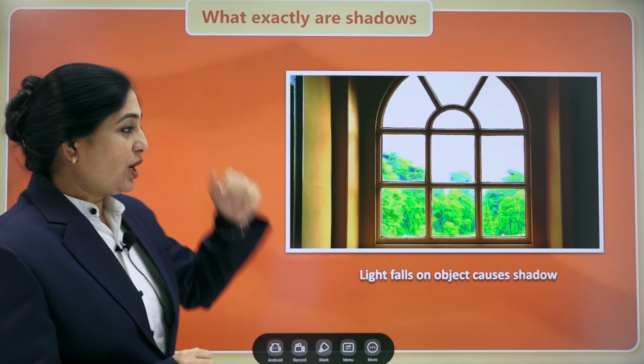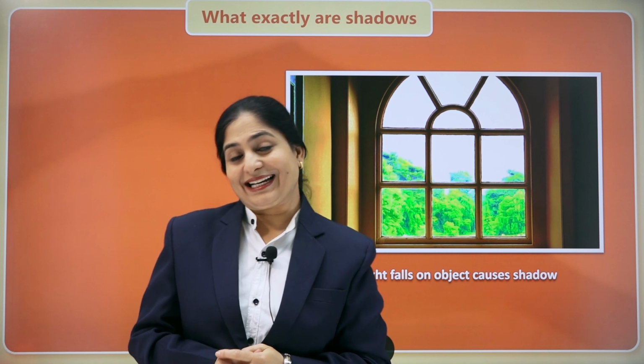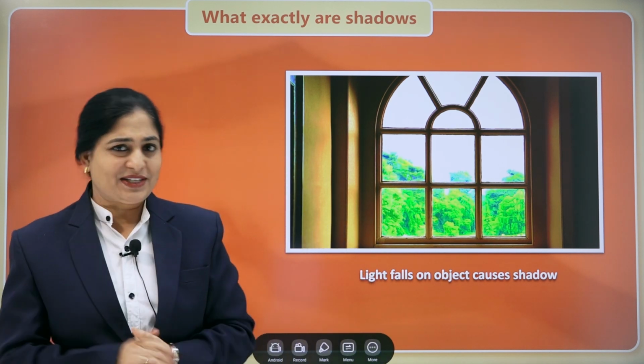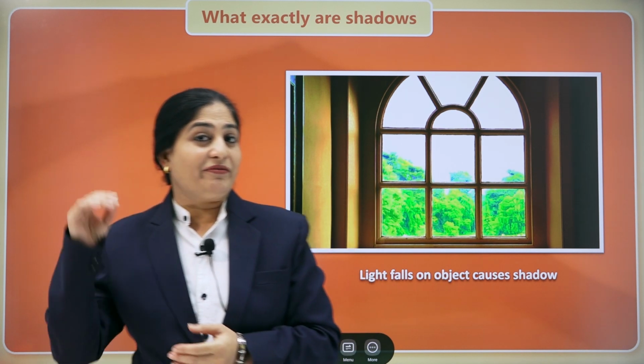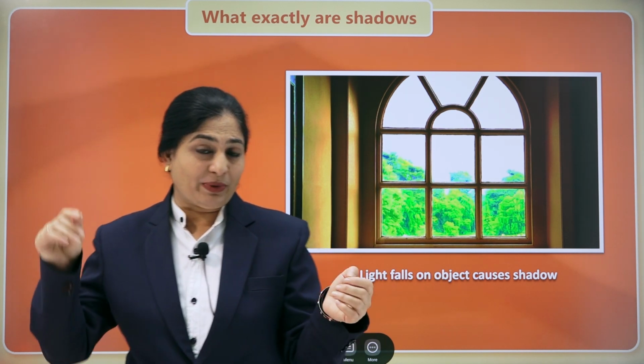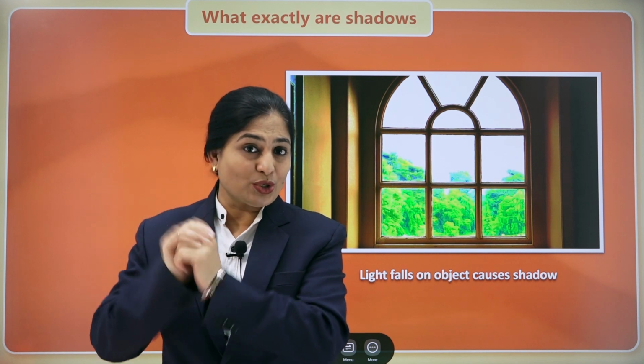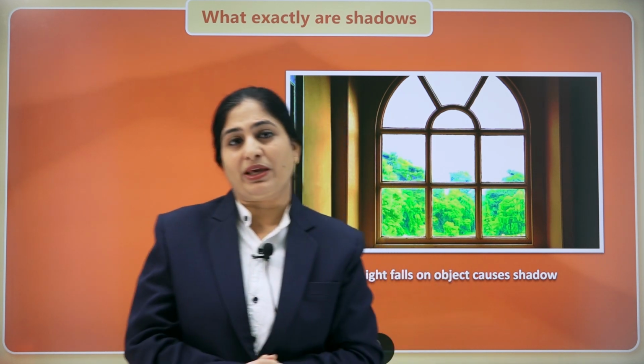Let us see further what will happen. We'll talk about shadows. What exactly are shadows? You must have seen shadows and tried to make different types of shadow images, taking your hands or your paper or your copy near a source of light, and you'll see that yes, some image forms.